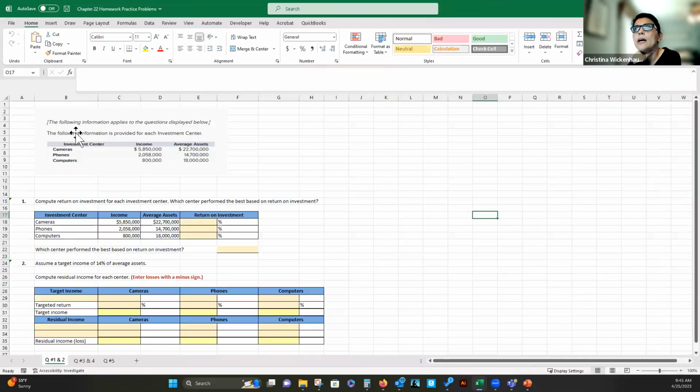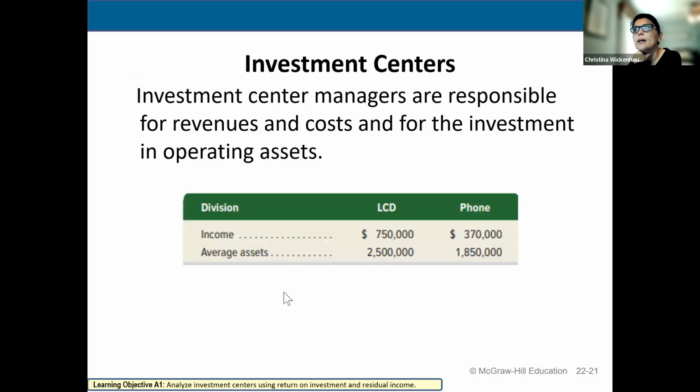Okay, so we have the following information provided for each investment center. So we have cameras, phones, and computers. We have their income and we have their average assets. And actually, nope, I have to continue. Hold on, sorry about that. Okay, so our investment centers are responsible for revenues and costs for the investment and operating assets. So they have two different divisions, the LCD and the phone, and it gives us our income and our average assets.